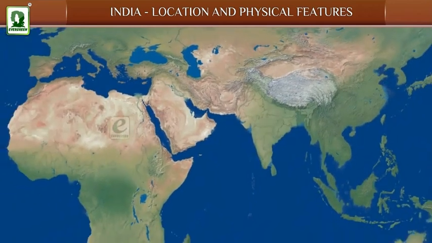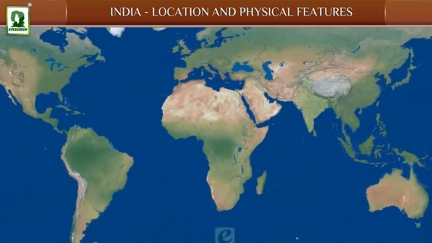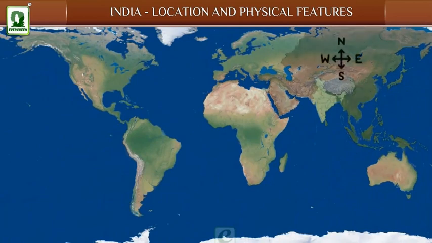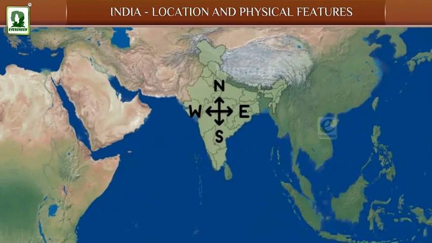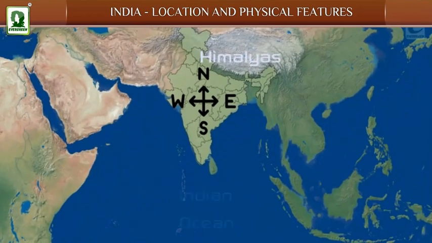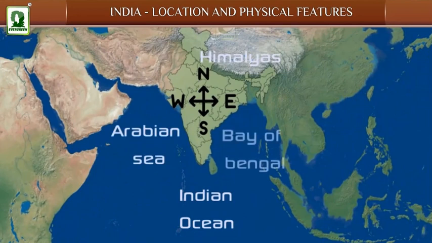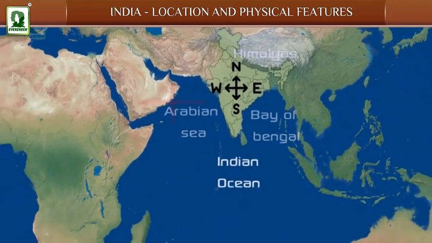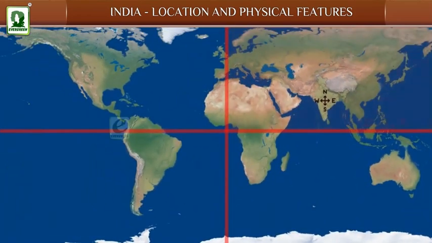India is the seventh largest country in the world. India lies in the south of Asia. It is bound by Himalayas in the north and the Indian Ocean in the south, Arabian Sea in the west and Bay of Bengal in the east. It lies in the northern and eastern hemisphere.